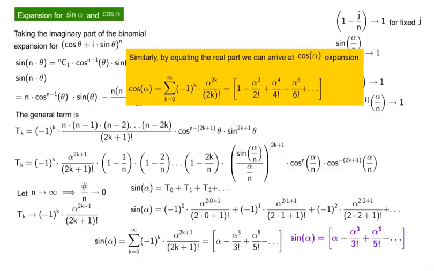Now, similarly, by equating the real part, we equated the imaginary part. Now we equate the real part, we can arrive at cos alpha expansion. What we'll end up with is cos alpha is equal to the series minus 1 to the power of k times alpha to the power of 2k by (2k) factorial, which would give us 1 minus alpha square by 2 factorial plus alpha to the power of 4 by 4 factorial, and so on. That was series expansion for sine and cos.